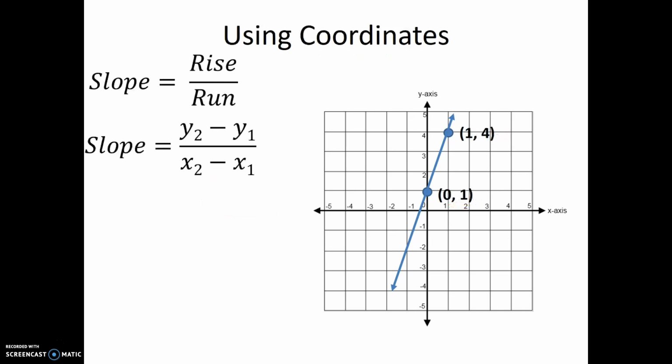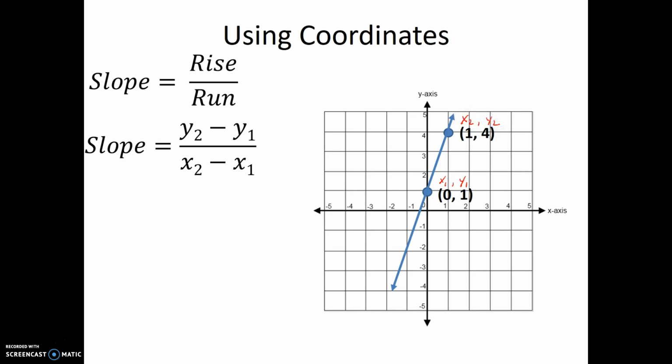So let's do one together. Okay, here's my formula: y2 minus y1 over x2 minus x1. Now the first thing I want to do is decide which coordinates are going to be my x1 and my y1, and which ones are going to be my x2 and my y2. I'm going to label these ones right here x1, y1, and then I'm going to label these x2, y2.